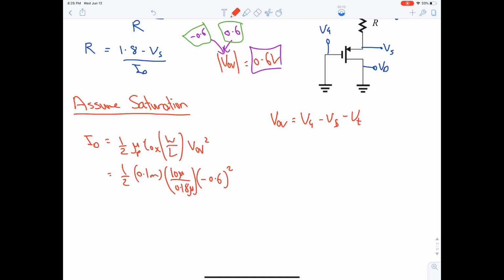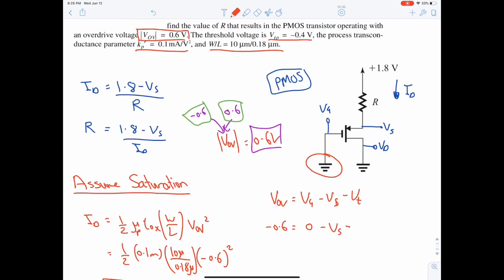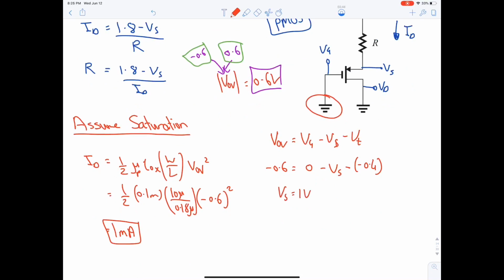Now you might say that here it does not matter because of the square. Well, yes, you're right, here it doesn't matter, but it matters somewhere else. Here there's no square. Anyhow, so if you compute this, you will get 1 milliampere. This is ID. Now, here we said VOV is minus 0.6, VG is 0, ground, VS is unknown, VT is minus 0.4. So VS is equal to 1 volt.